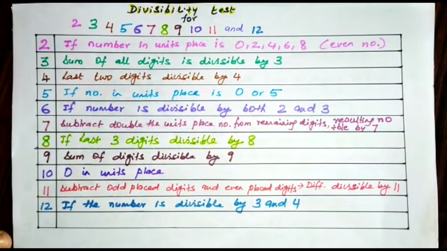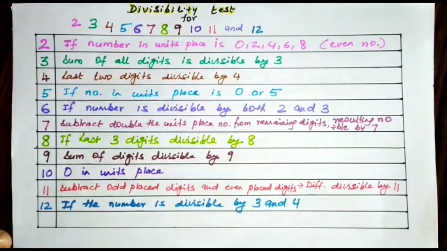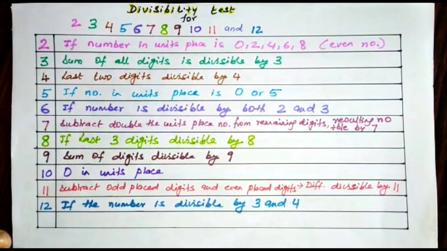I am Priya here. Today's topic is divisibility test. It means if we are given a number, how can we make sure or ensure that it is completely divisible by any of the numbers from 2 to 12. There are different rules for it. We will check rules for each of the numbers.